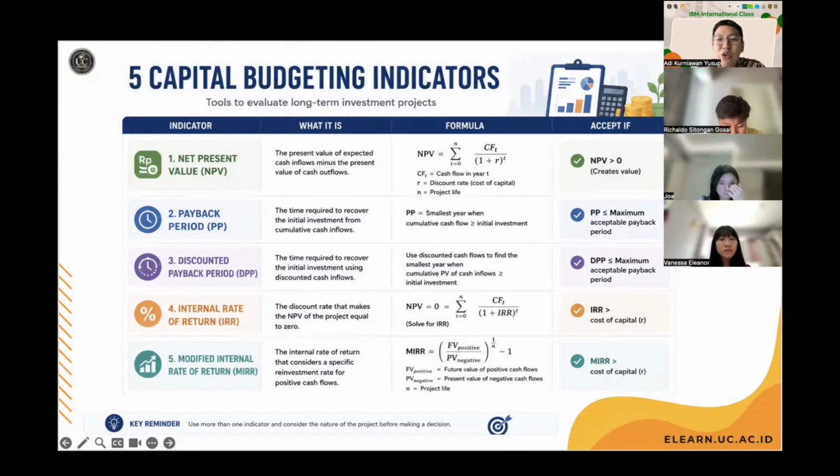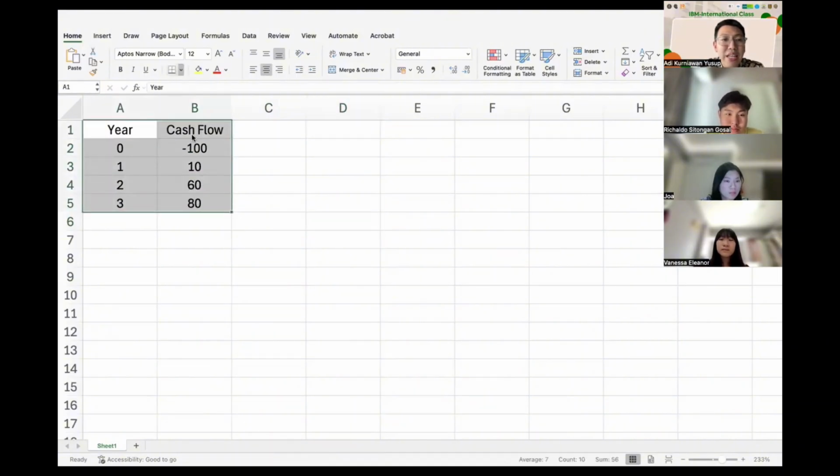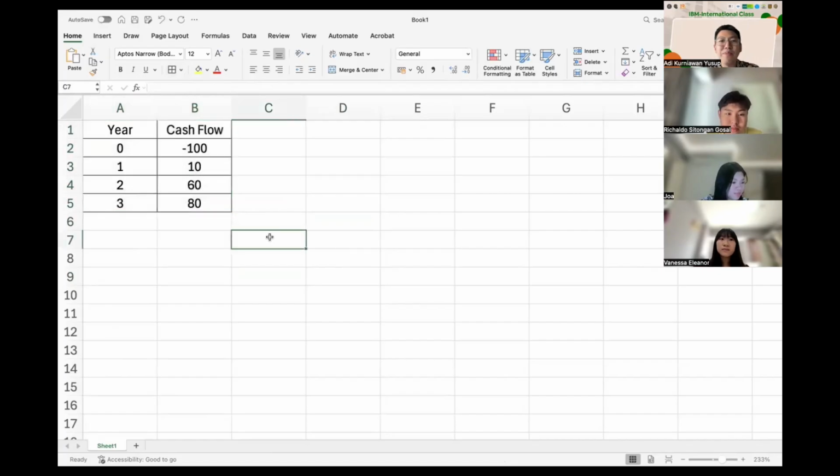Now we will go to Excel directly. You can see here there are year and also cash flow. This is the question that you already got before. The first indicator is NPV, net present value. To understand net present value, basically we find the present value for each year.